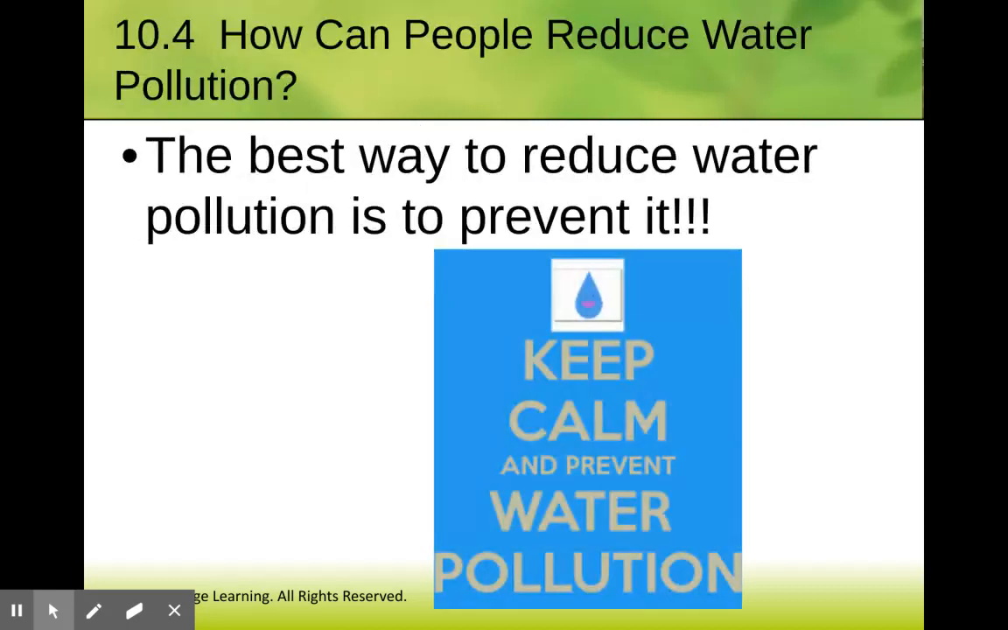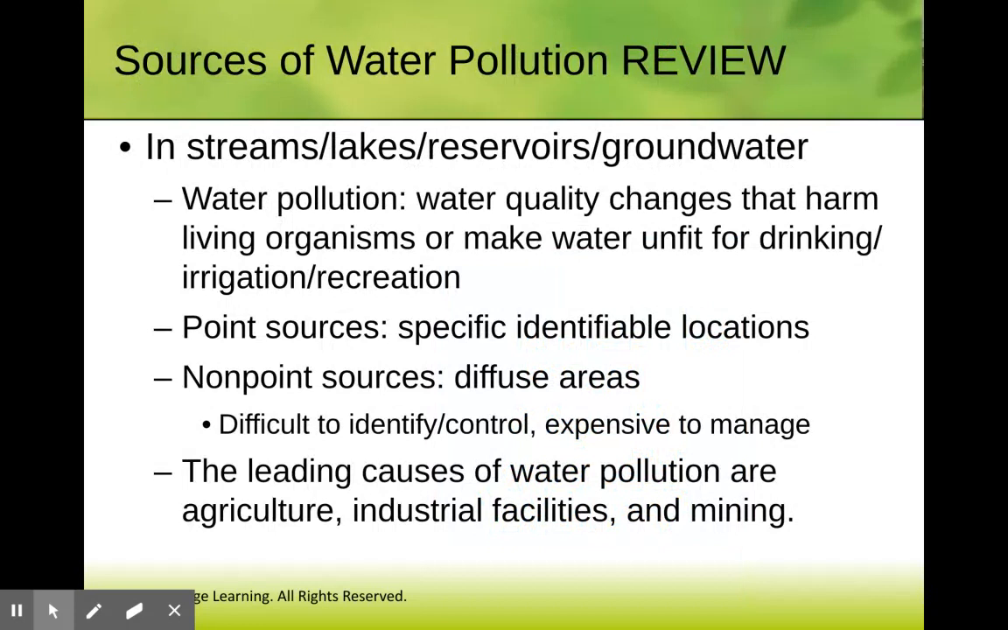All right, 10.4. How can people reduce water pollution? So the best way to reduce water pollution is to prevent it. Okay, so in streams, lakes, reservoirs, groundwater, water pollution is the water quality changes that harm living organisms or make water unfit for drinking, irrigation, recreation.